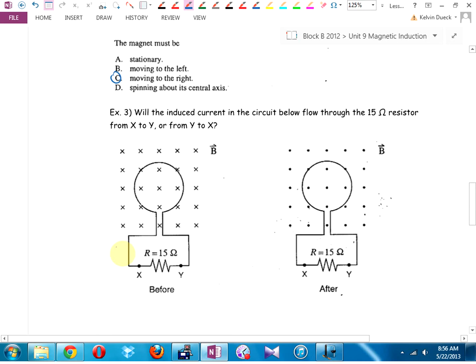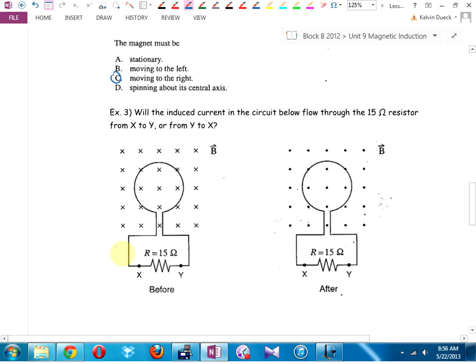Example 3, now we're doing our looking down the coil, except this time I've attached the coil to a resistor in a circuit. Will the induced current below flow from X to Y through the resistor or from Y to X? Again, look at the final magnetic field. What direction is the final magnetic field?